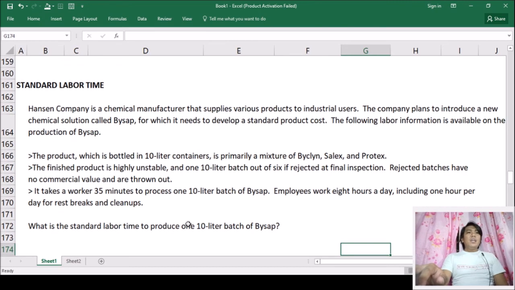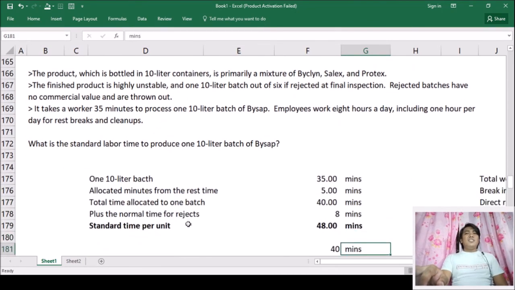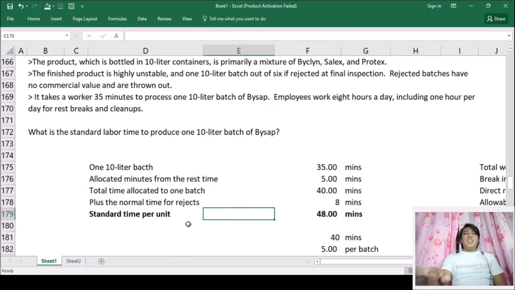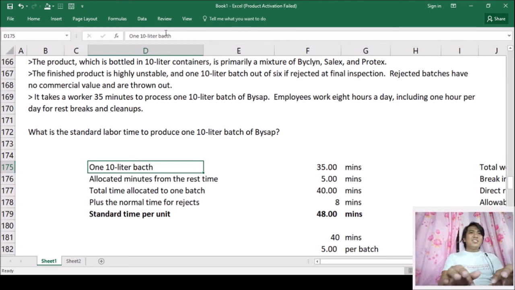Okay? It takes a worker 35 minutes to process 1 10-liter batch of BISAP. Employees work 8 hours a day. Take note, 8 hours a day. Yung trabaho ng employees, including 1 hour per day rest. Okay. Ito po, computation natin doon. The answer for that is 48. Kaso, magtataka ka, paano na-compute yung 48? Okay. Ito muna, no? We have 1 10-liter batch. For each 1 10-liter batch, okay, no?